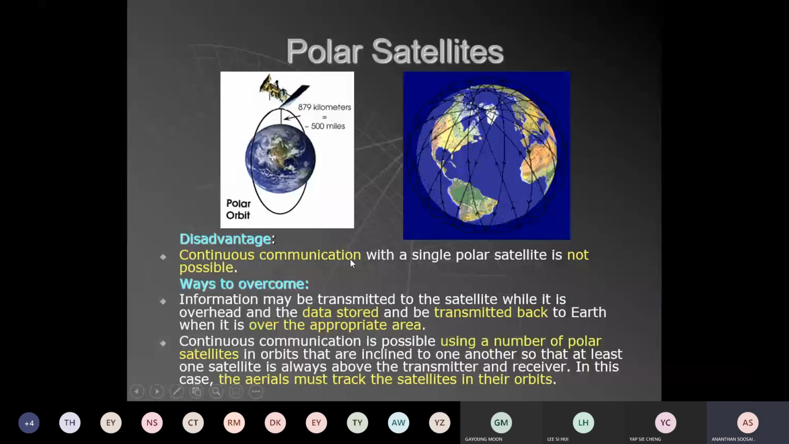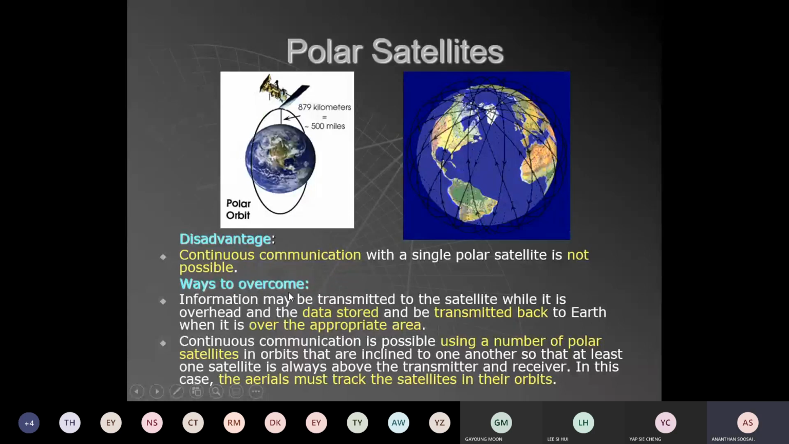Continuous communication is not possible because, let's say there is an Olympics going on in Brazil. The polar orbit satellite goes on top of Brazil. Maybe it stays there for 2 seconds, then it leaves Brazil, and maybe it reaches Brazil again 1 day later. So if it's a World Cup, you can't rely on one polar orbit satellite. So continuous communication is not possible.